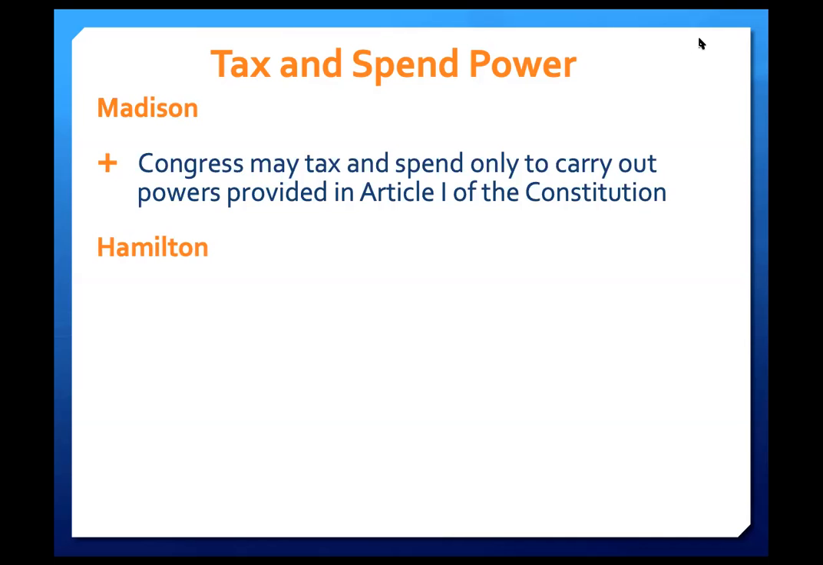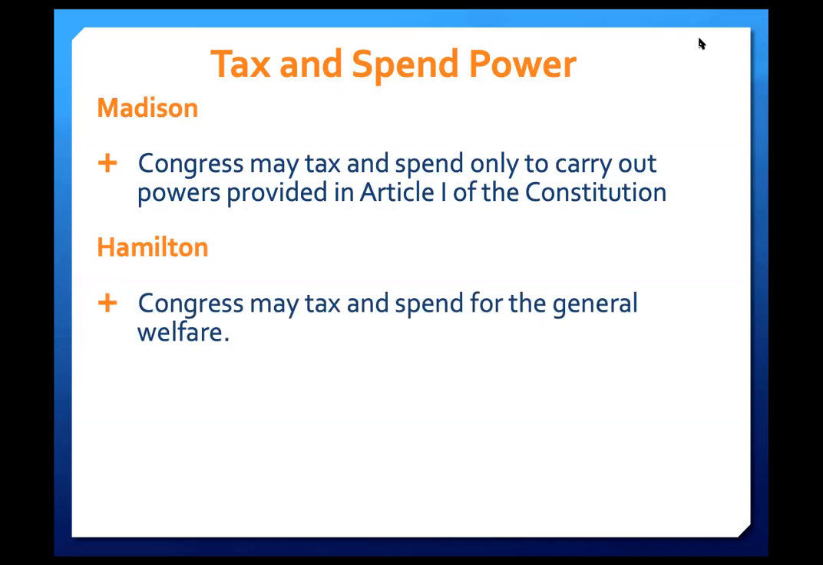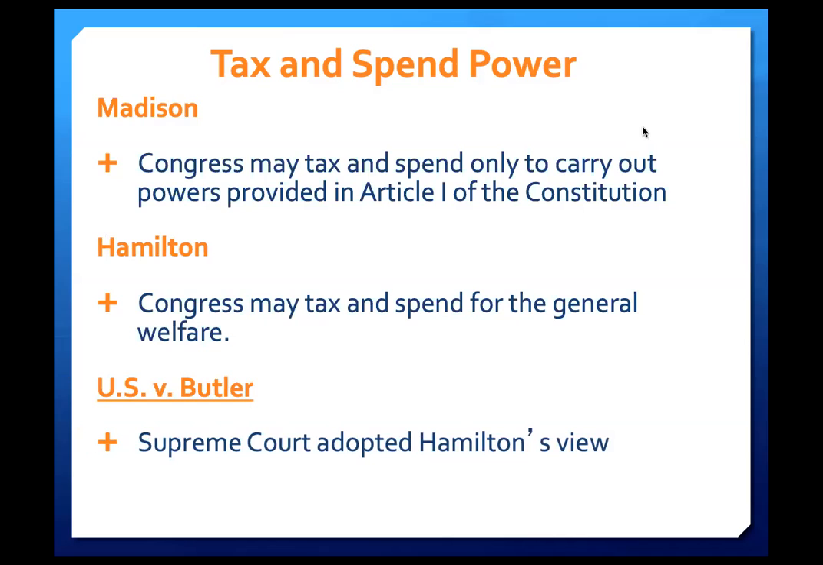Hamilton, on the other hand, said that no, the power that Congress has to tax and spend is a power that allows them to tax and spend independently for the general welfare, that it is listed as a separate power and it is meant to be considered as an independent, separate power. So in the U.S. v. Butler case from 1936, the court adopted Hamilton's view.